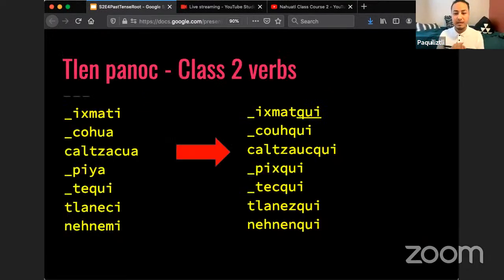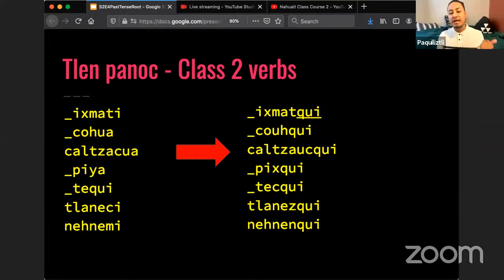Okay. For class 2 verbs, if you remember, in the Huasteca region, we say ishmati, you're going to drop the first vowel. So ishmati becomes ishmat. And then you're going to add the ki or the ke, depending if it's singular or plural. So ishmati becomes ishmatki, or ishmatke if it's plural. Some of them have a change in the order of the letters and the pronunciation. So you have to go back one lecture if you don't remember these, but there are about 6 or 7 rules for the class 2 verbs.